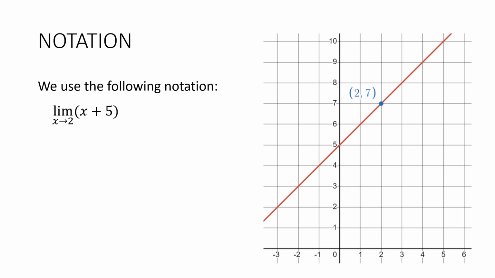This says the limit as x approaches 2 of some function x plus 5. And we can see here that as we are getting closer and closer to x equals 2 from either direction, the function value is getting closer and closer to 7. And all we do is substitute the 2 in where the x is.